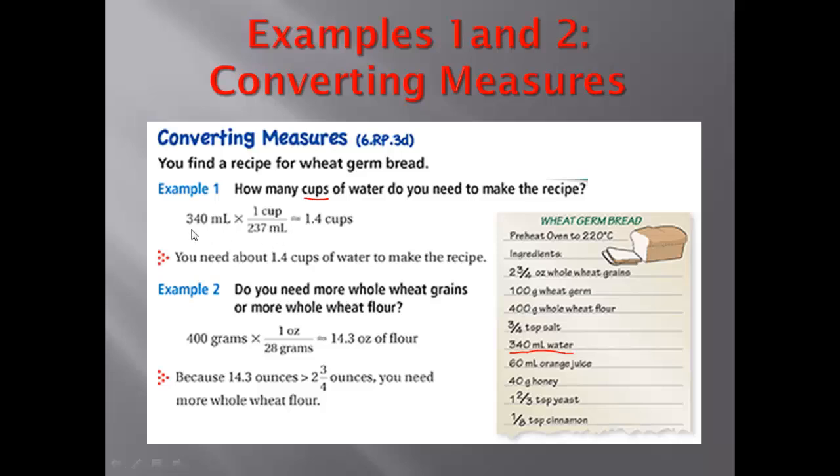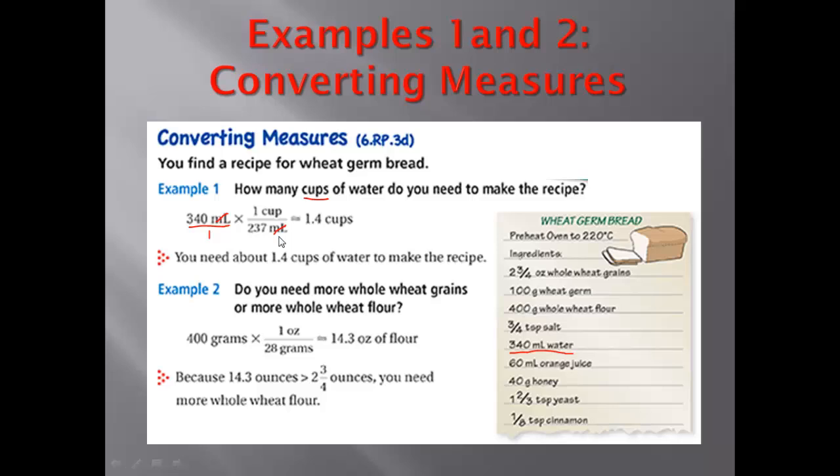To set this problem up, we're going to start with what we know. We know that we need 340 milliliters of water. We can make this a fraction by putting a 1 underneath it. When we write our conversion, since milliliters is on the top of the first one, it needs to be opposite on the second one, so it needs to be on the bottom of the second one, because then we can cancel them out. So when we write it, we're going to write 1 cup on the top and 237 milliliters on the bottom, so that milliliters is on the top of the first one and the bottom of the second one. Now we can go ahead and multiply straight across.